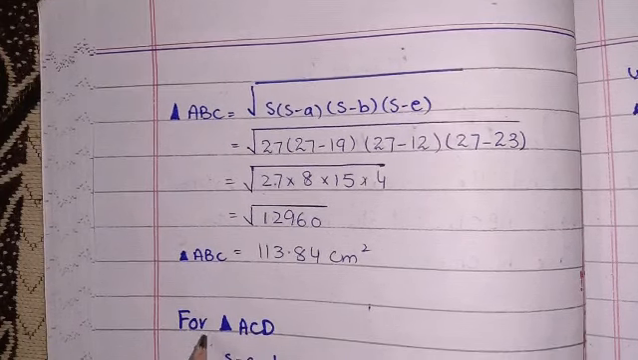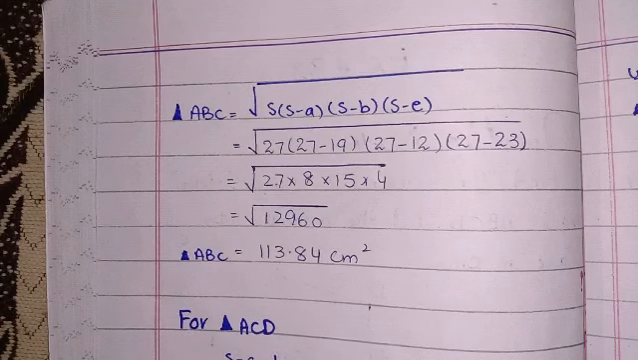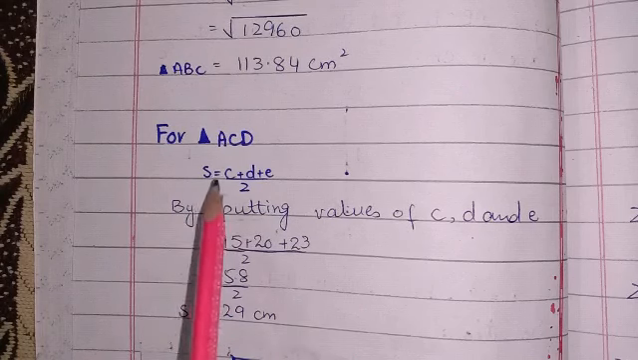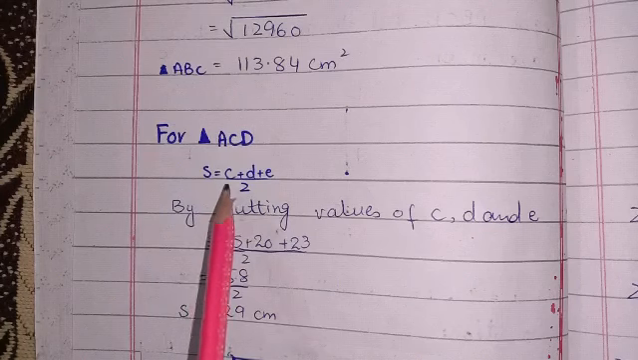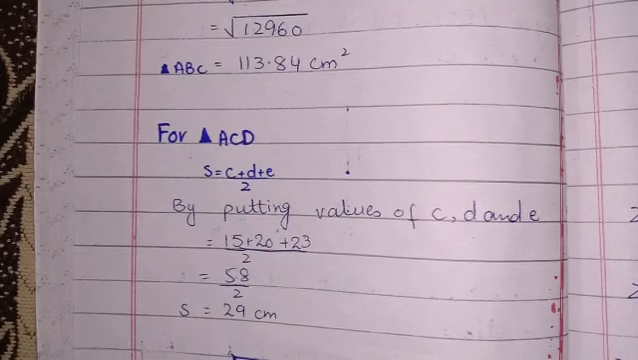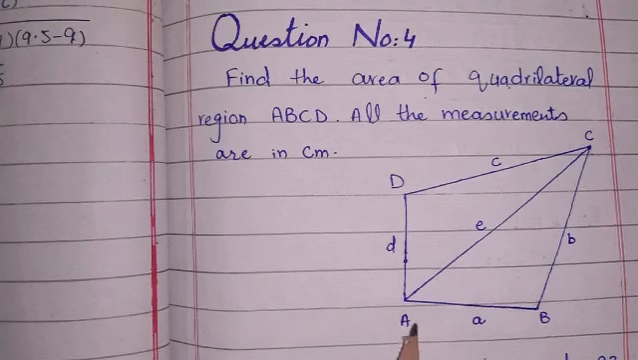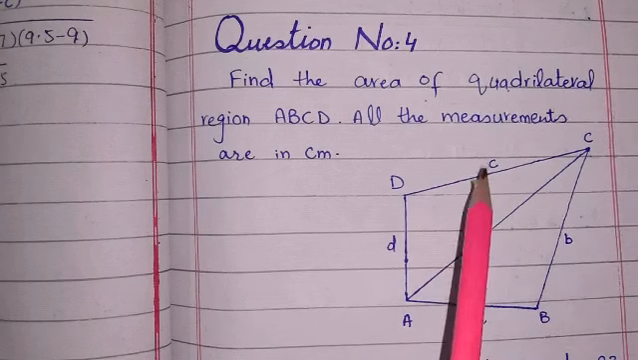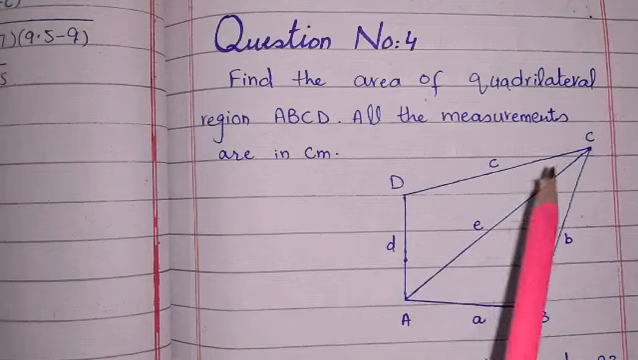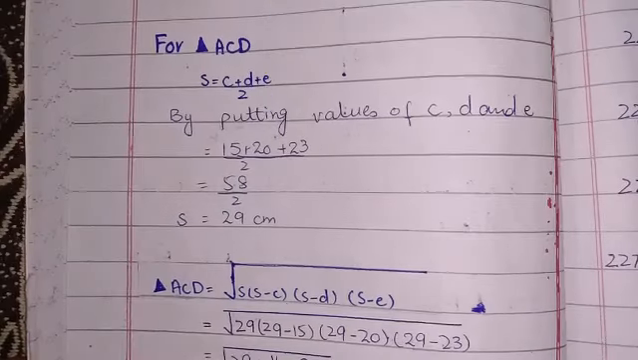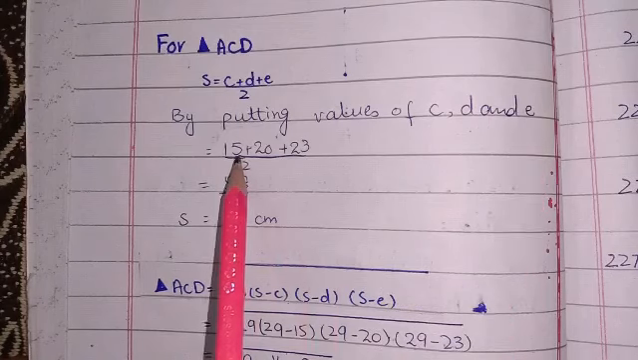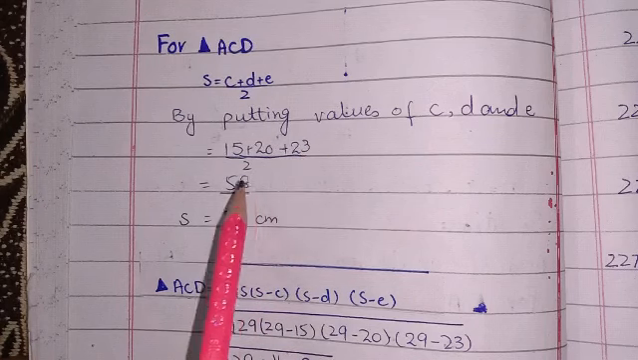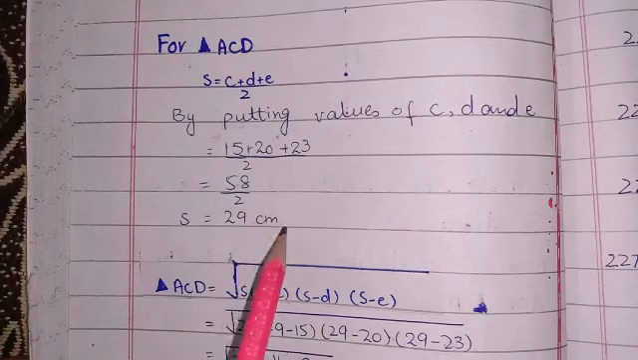So students, our next triangle is triangle ACD. For this triangle, first we will find the value of S. S is equal to C plus D plus E over 2. Why are we using measurements C, D and E? Look here students, our triangle ACD has sides C, D and E. So we will use the measurements of C, D and E. Now by putting values, 15 plus 20 plus 23 over 2, the sum of 15, 20 and 23 is 58, divided by 2, S is equal to 29 centimeters.